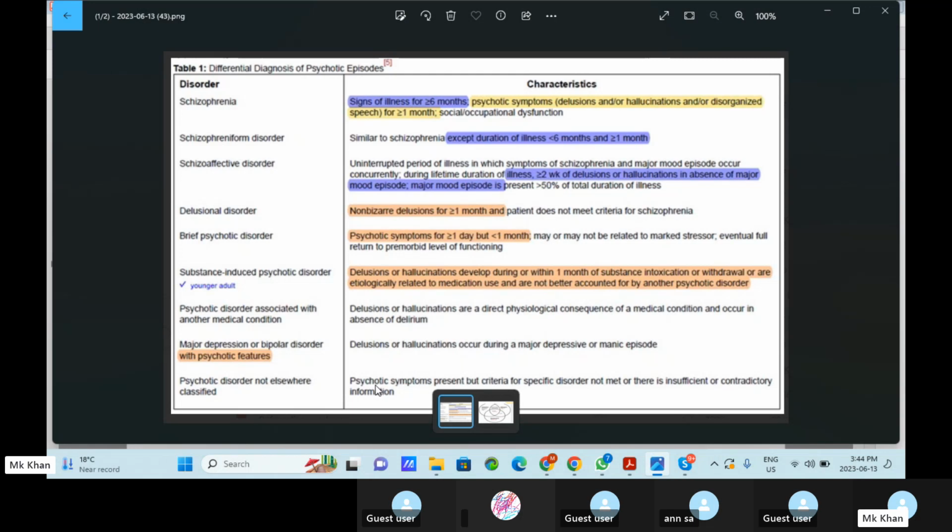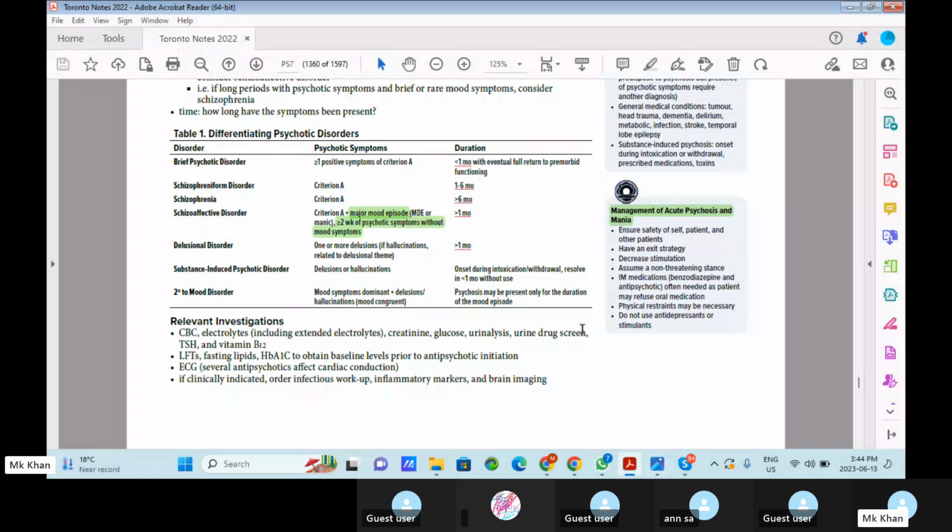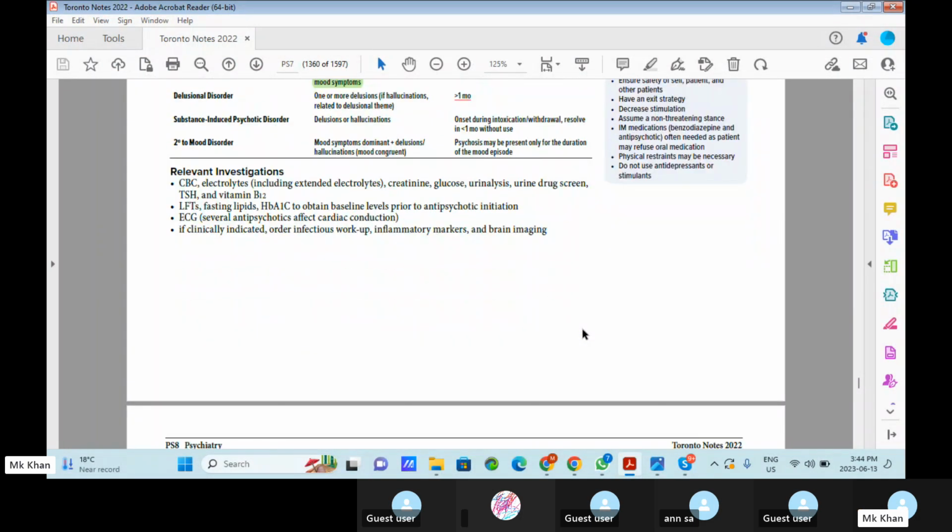So this is a diagnosis of exclusion, because we exclude everything and then finally the patient is still having the psychotic disorder. So that is basically all the psychotic disorders. And then in the investigations, we are doing the relevant investigations accordingly, like CBC and LFTs, ECG, if clinically indicated.